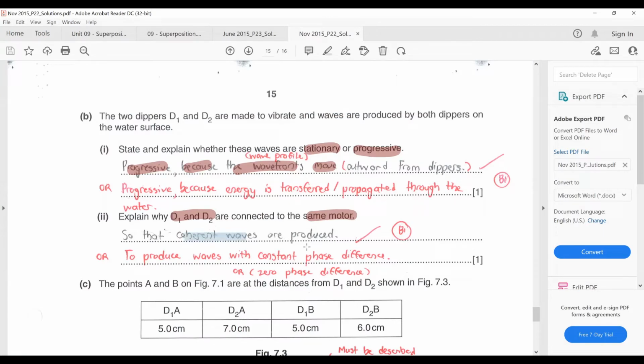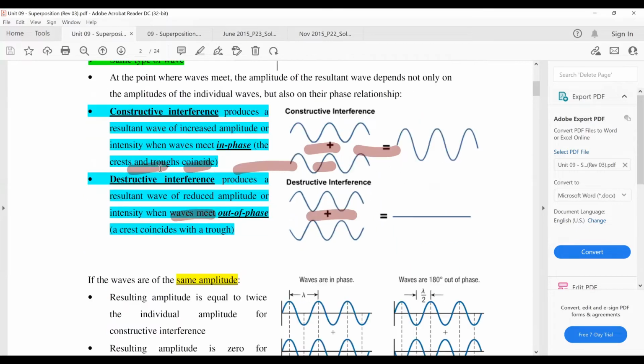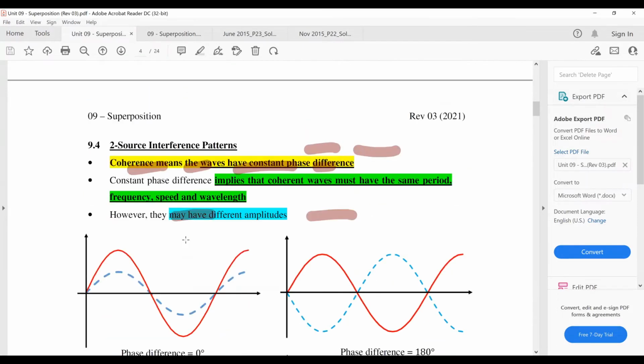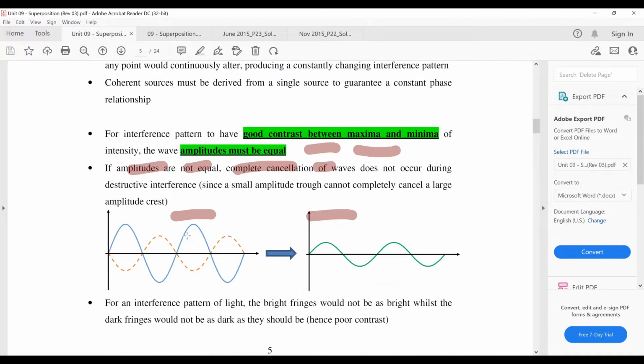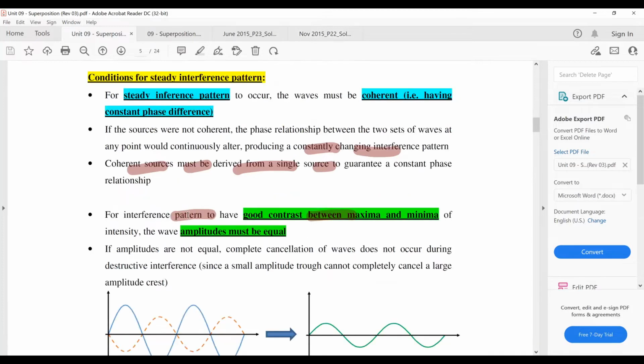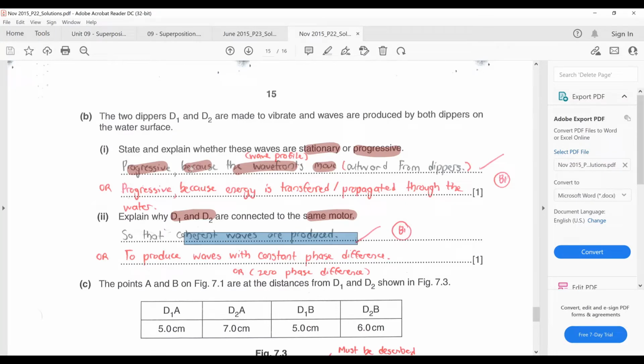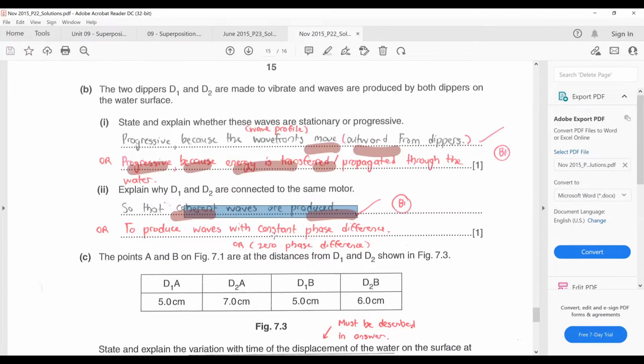One of the reasons why you want coherent waves, as I mentioned last time, is so that you have a steady interference pattern. That one I explained to you under page 5 of your notes. Coherence is meant to ensure that your interference pattern is steady, meaning to say your constructive and destructive regions don't simply change location with time. It is fixed. So coherent waves are produced in your case here.